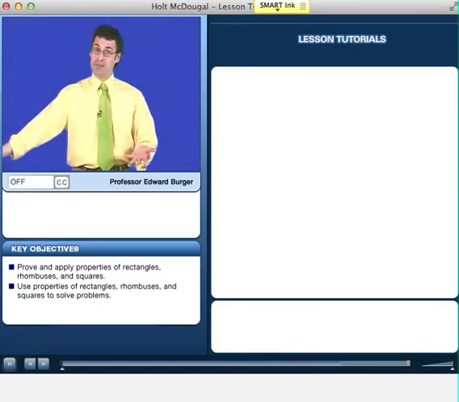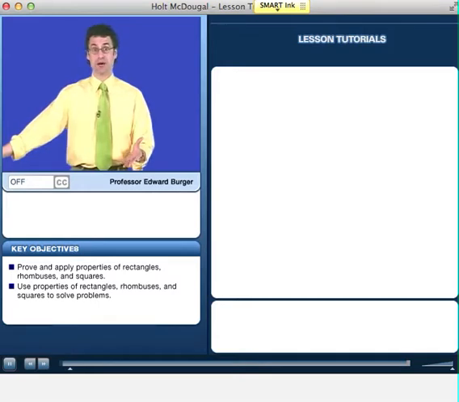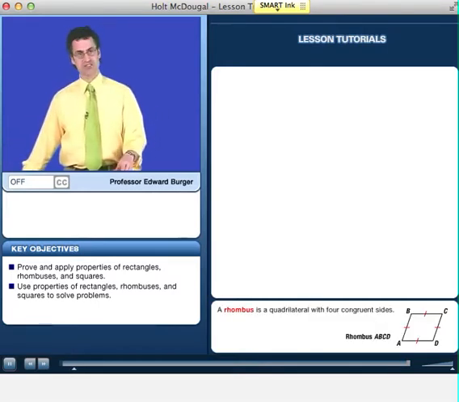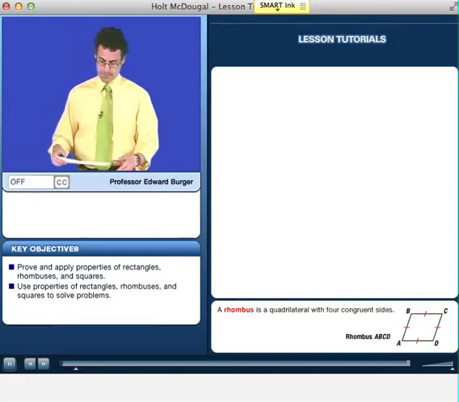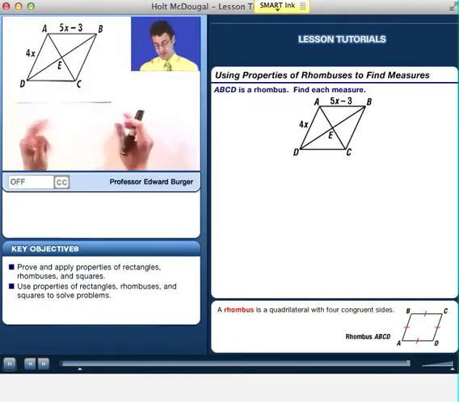Okay, now a rhombus is kind of like a cousin to the square because all the sides are equal and it's a parallelogram, but all the angles might not be 90 degrees. So it's kind of like a square that's been a little bit bullied around. So here's a beat-up square, which is also known as a rhombus.